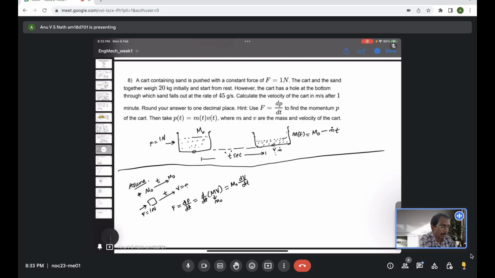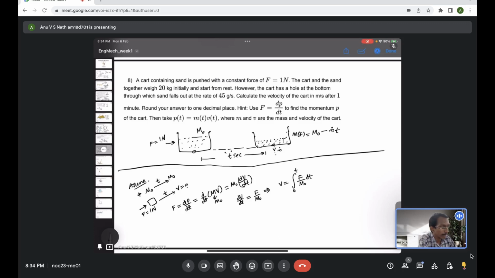Now F is given, m0 is given, so we will get the acceleration. dv by dt is acceleration, we can integrate to obtain the velocity, or rewrite this entire expression as dv by dt as F by m0. From this, v will be the integral of F by m0 over time from 0 to t.